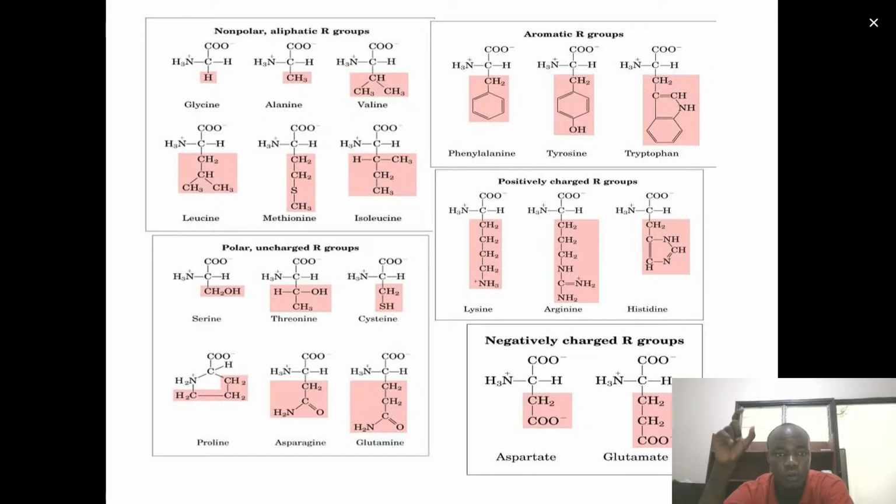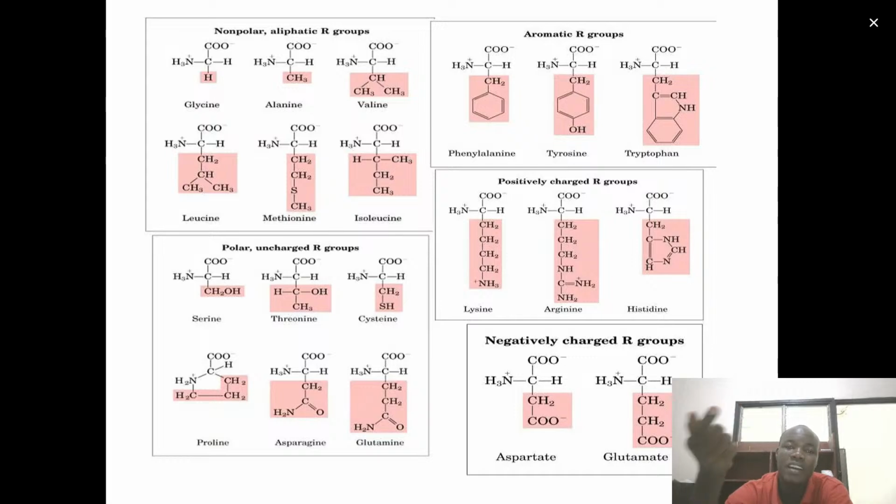So we have non-polar amino acids. When we say non-polar amino acid, it means that there are amino acids that have non-polar functional group, and usually they have aliphatic R side chain. Examples of this non-polar amino acid are glycine, alanine, valine, leucine, methionine, and isoleucine. So these are the non-polar aliphatic amino acids.